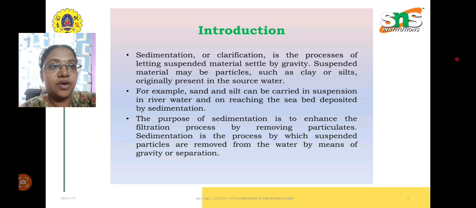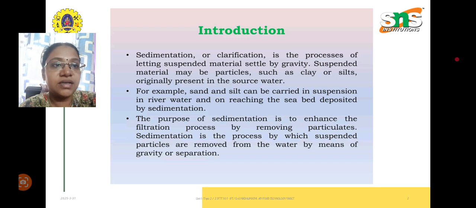Sedimentation is a term meaning to enhance the filtration process by removing the particulates that are present in any solution. Otherwise it is called clarification. It is the process of letting the suspended material settle by gravity. This material can be particles such as clay or any form of silt present in the water. For example, sand and silt can be carried in suspension in any river water, and on reaching the seabed are deposited by sedimentation.